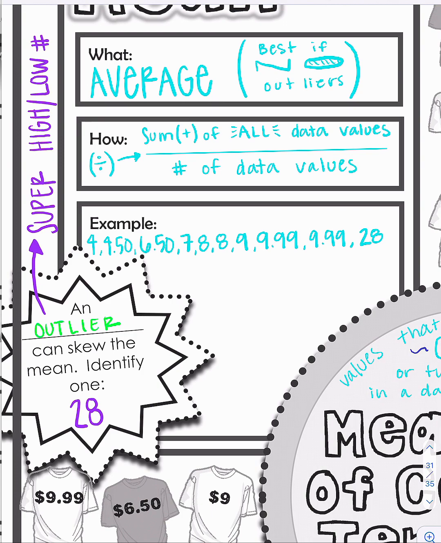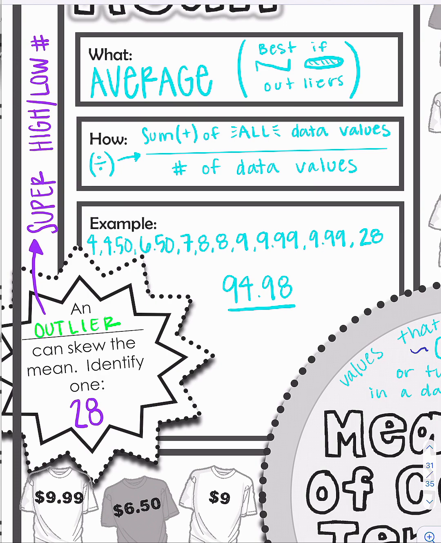Okay, so let's look at our example. We already listed all of our values, so we're just going to add 4 plus 450 plus 650 plus 7 plus 8 plus 9 plus 999 and 999 again, and then 28. And you can use your calculator for that, so I went ahead and added it together, and I got it to equal $94.98.